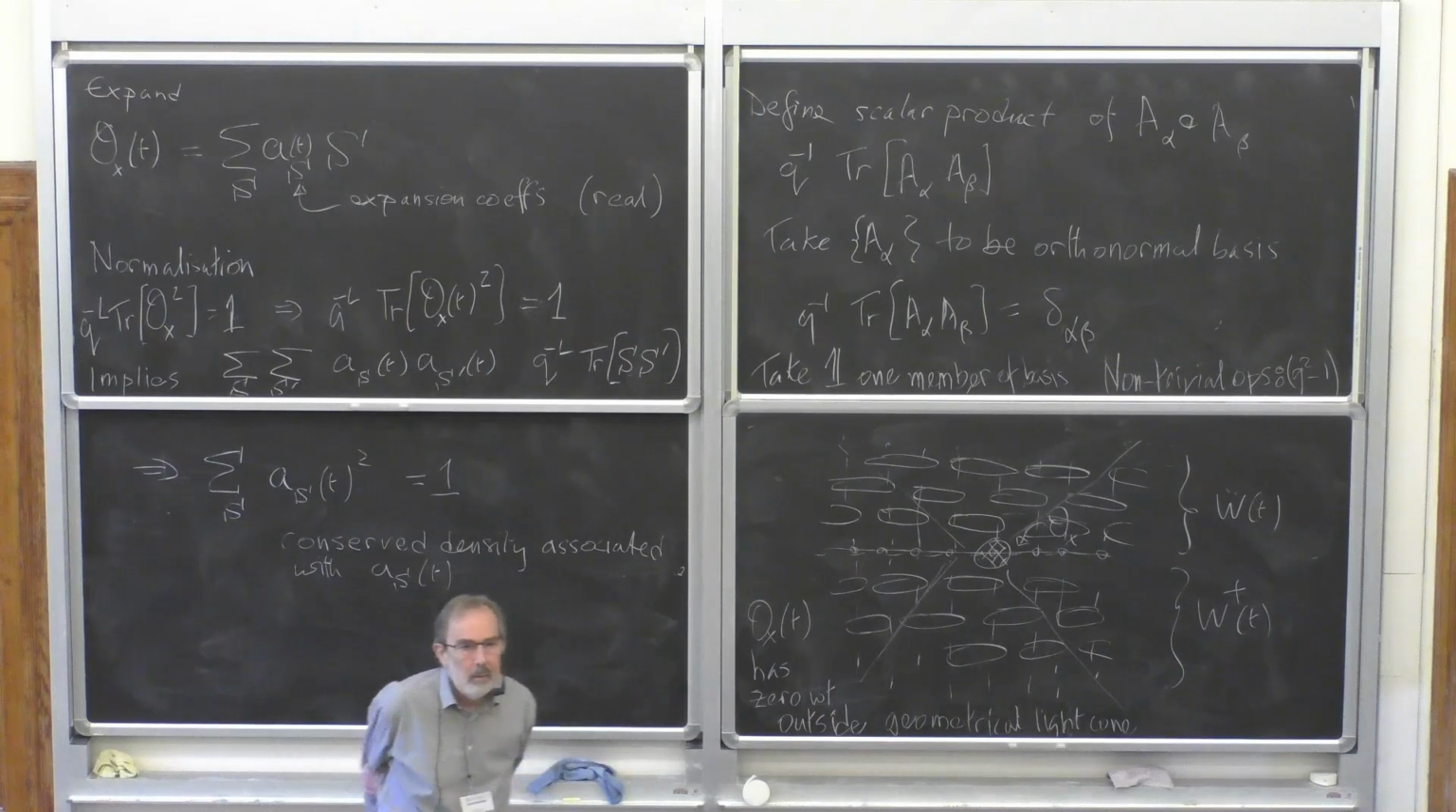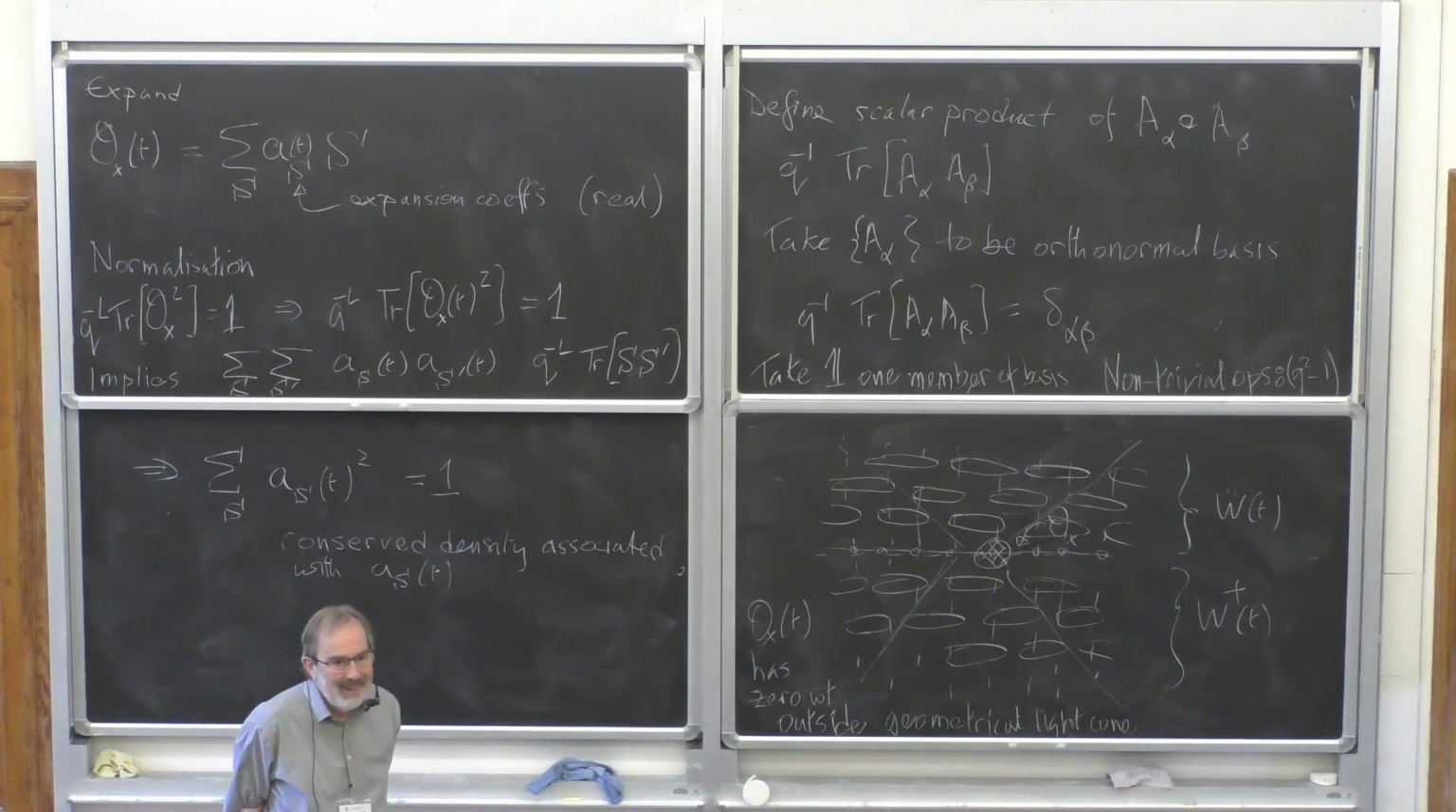Like the bottom half, I mean, you also have W dagger because you're evolving an operator and not a state. That's the idea, exactly.